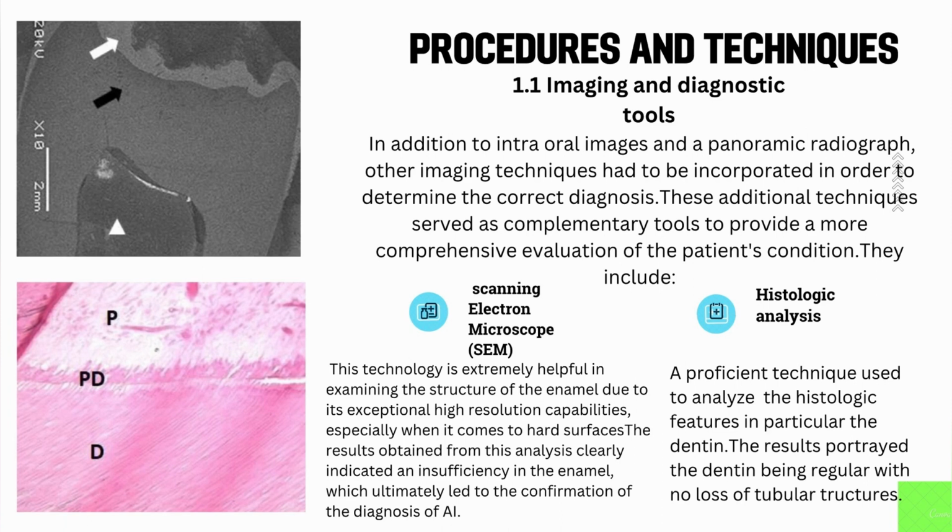The scanning electron microscope is a technology that is extremely helpful in examining the structures of the enamel due to its exceptional high resolution capability, especially when it comes to hard surfaces. The results obtained from this analysis clearly indicated an insufficiency in the enamel, which ultimately led to the confirmation of the diagnosis of amelogenesis imperfecta.